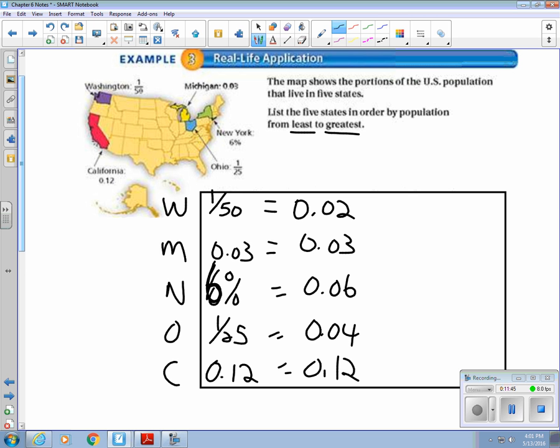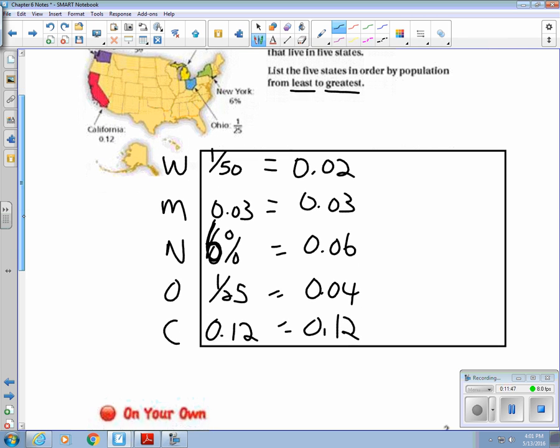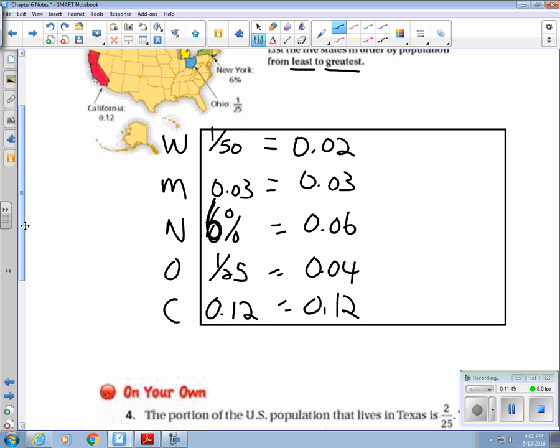So in order to compare these, I have to make sure they all have the same number of decimal places, the same number of numbers to the right of the decimal point. They all have 2 numbers to the right of the decimal point, so I don't need to change anything. So all I have to do is look at the numbers to the right of the decimal point and see which is the smallest and which is the biggest. So I'm comparing 2, 3, 6, 4, and 12. Those are the numbers I'm comparing.